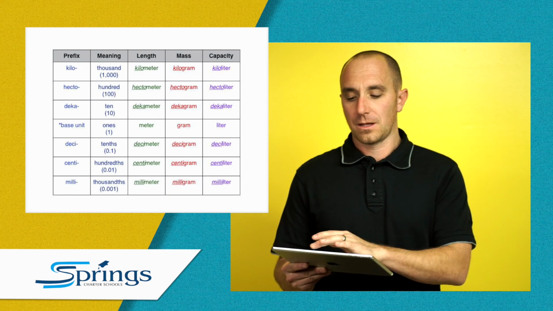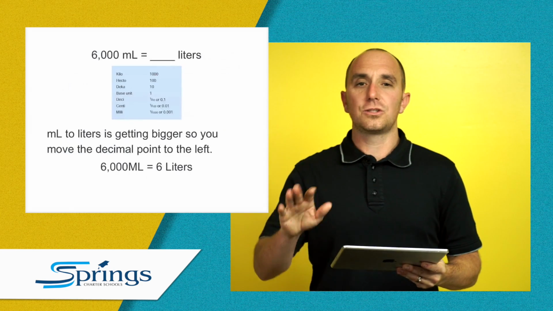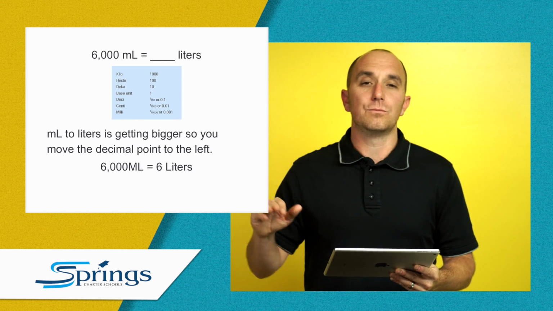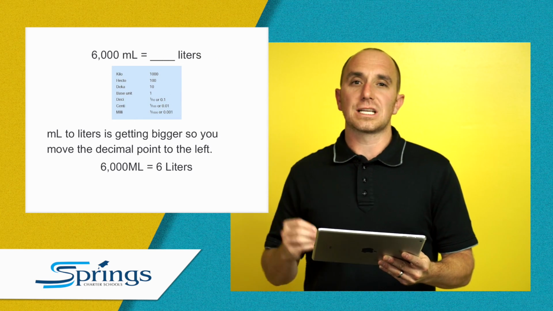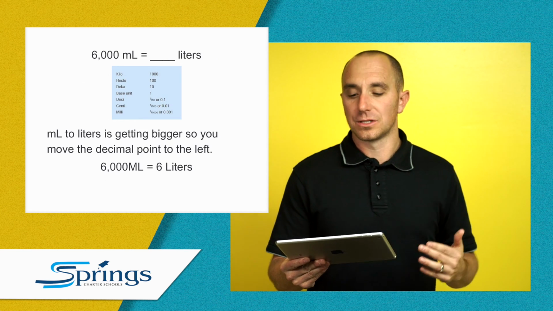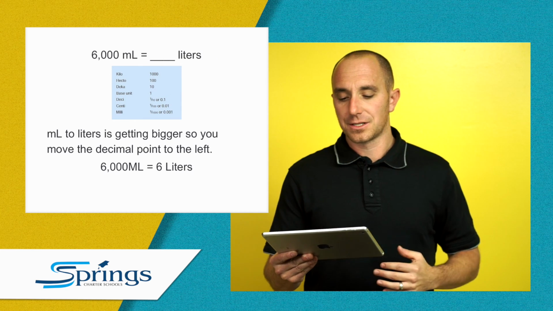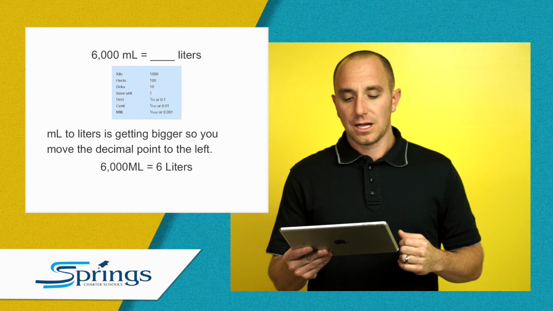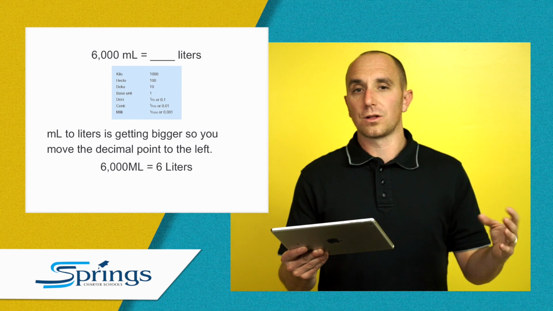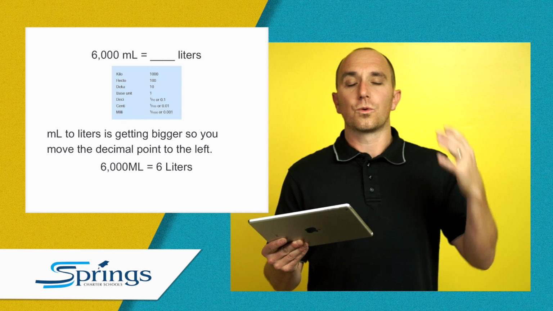Okay, let's look at 2 quick examples to get an easy concept of how we can move our decimal point around to figure this out. If we're looking at 6,000 milliliters equals how many liters, you have our little chart here. We're going from milliliters to liters, so we're going from something smaller to bigger. So think of it as we're going to divide.